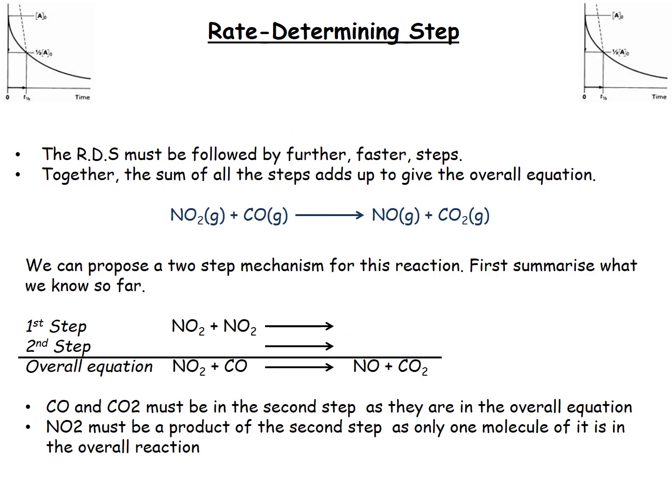The rate determining step must be followed by further steps. Together, the sum of all these steps adds up to give the overall equation. So that's the overall equation in blue there. So you can propose a 2-step mechanism, and you kind of summarize what you know. So you know that the rate determining step must include 2 molecules of NO2. So what could they make?